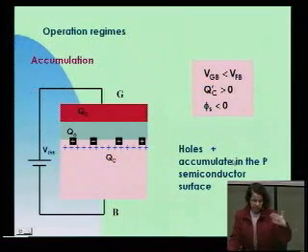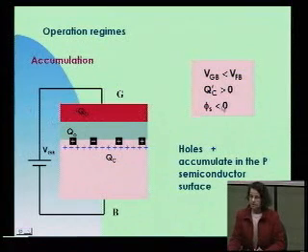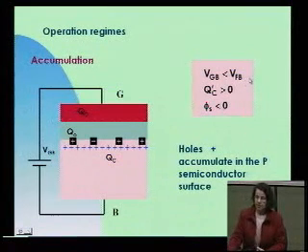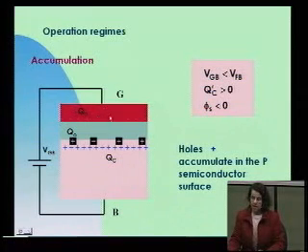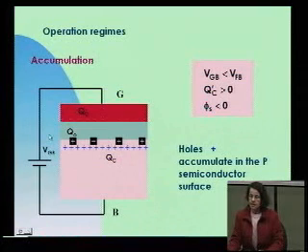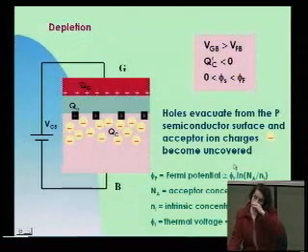Then we have the regimes of operation. Accumulation is the regime where the gate to bulk voltage is smaller than the flat band voltage, so that the charge in the gate will be negative and it will attract the holes. It will attract the holes to the surface. They will accumulate in the space.